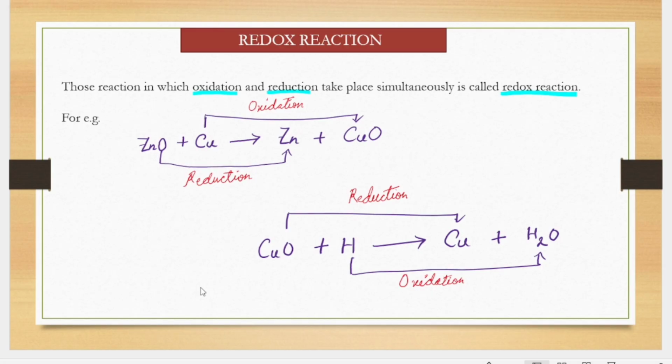Let me explain with the help of an example. This chemical equation: zinc oxide, the oxygen is being reduced. This is a reduction because oxygen has been removed from zinc oxide. Same way, in copper, oxygen is being added. So it is oxidation. Oxygen is added here in copper, and what happened to zinc? Oxygen is removed.